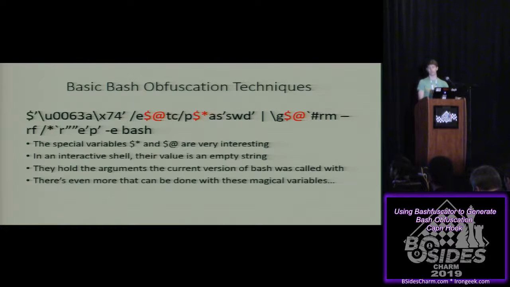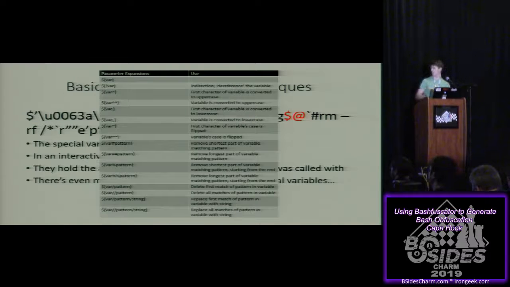But there's even more that can be done with these magical variables, right? Has anyone here ever heard of or used parameter expansions in bash? Anyone? Yeah, one person, two people. They're not very well known, but I'm not going to go over all these. This is just for reference, but these are some, like a half or less, of the parameter expansions bash has to offer, but these are the parameter expansions you can actually use with these variables to basically just obfuscate them.